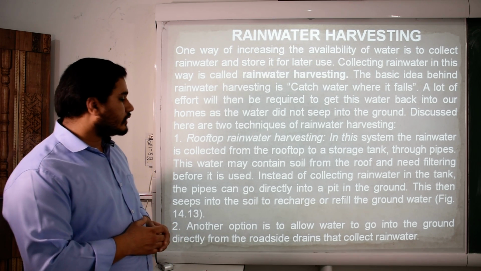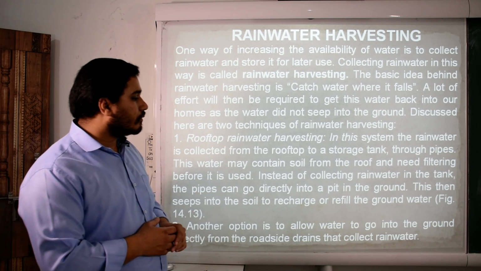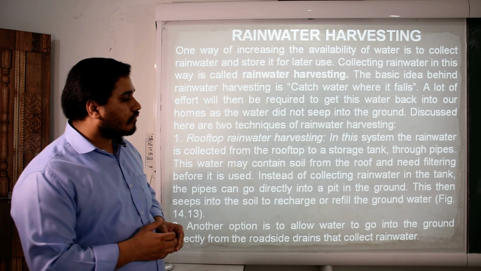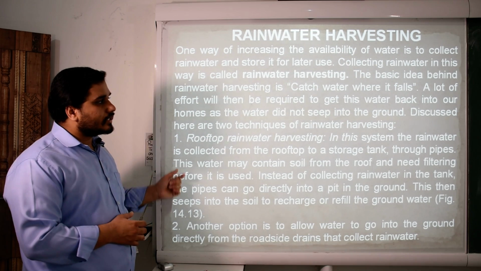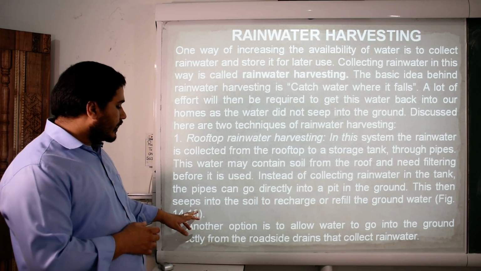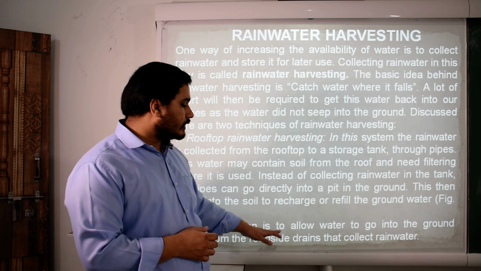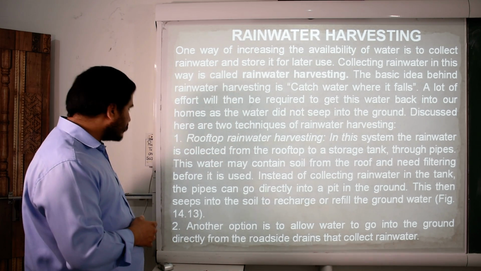Instead of collecting rainwater in the tank, the pipes can go directly into a pit in the ground. Then the water seeps into the soil to recharge or refill the groundwater. Figure 14.13, in the next slide, will show you. Another option is to allow water to go into the ground directly from the roadside drains that collect rainwater. That is a normal seepage.